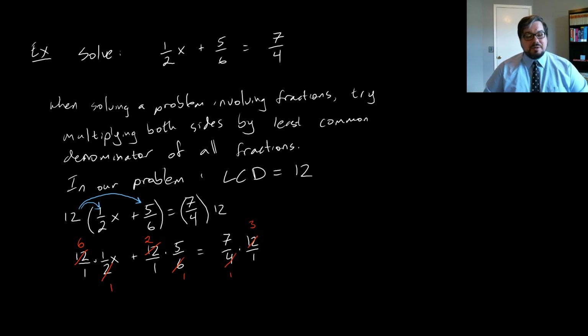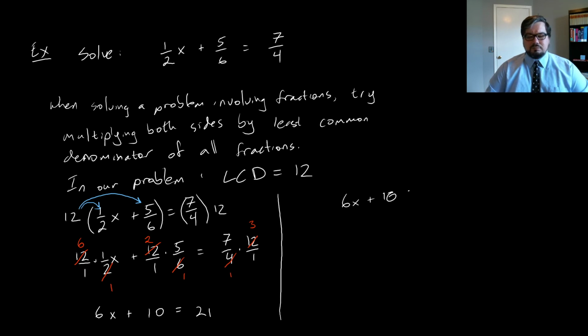And that means that we can write down a new equation which is equivalent to the first one, has the same solution set, but only has integers as coefficients, not fractions. So the first fraction here becomes 6x, and then 2 over 1 times 5 over 1 is 10, and then 7 over 1 times 3 over 1 is 21. So we get 6x plus 10 equals 21. Now this is a different equation to the one that we started with, but it has the same solution set, which is what we really care about.